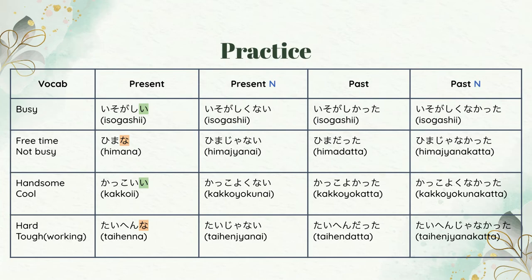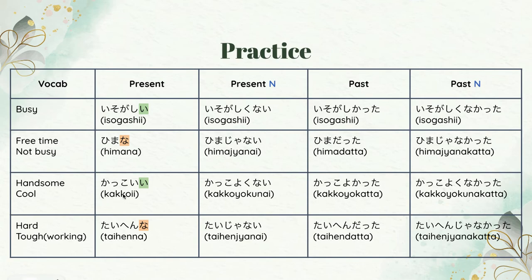The next one, free time or not busy in Japanese, is 暇. So 暇's present form would be 暇な. Present negative would be 暇じゃない. Past 暇だった. Past negative 暇じゃなかった. 暇な, 暇じゃない, 暇だった, 暇じゃなかった.